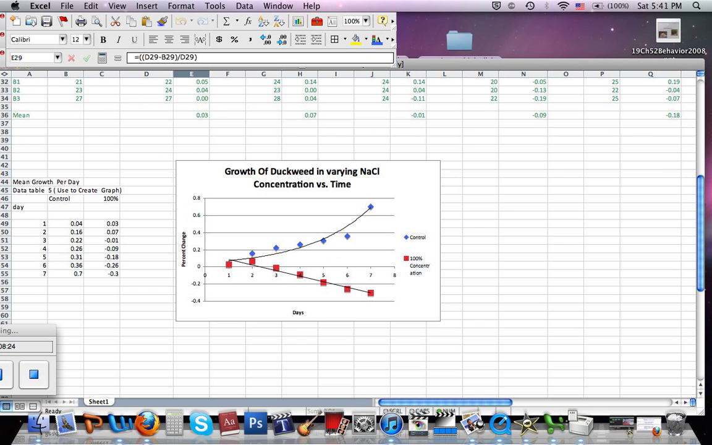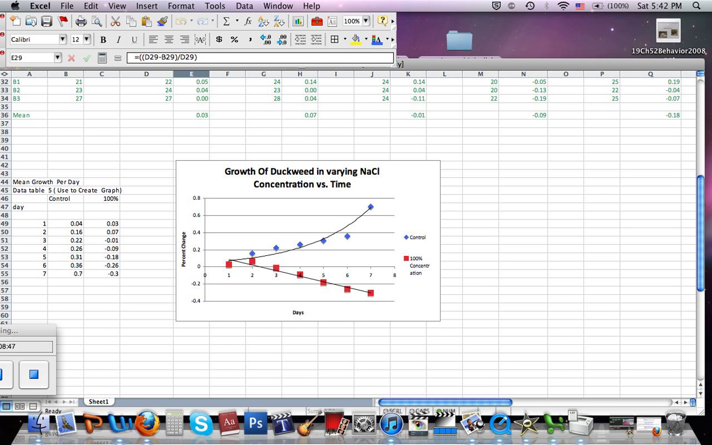Okay, so to get your graph for your data analysis section, what I did here was I just put days in the first column, I put your means for the control group in this column, and then I went to 100%. You would do the same thing for 10 and 1. And how you create your graph, you guys are all familiar with Excel.